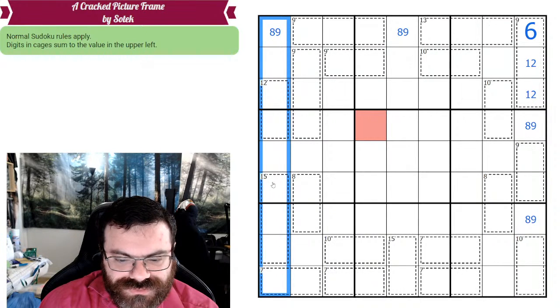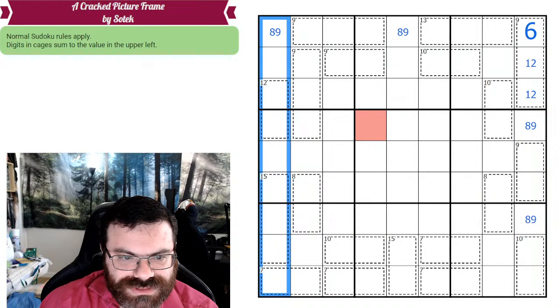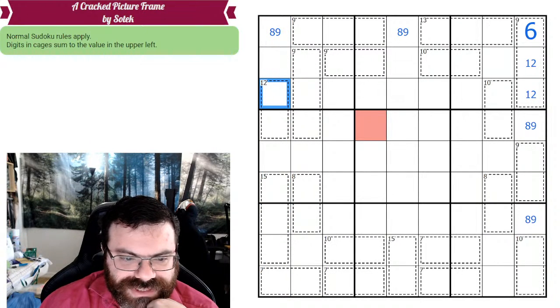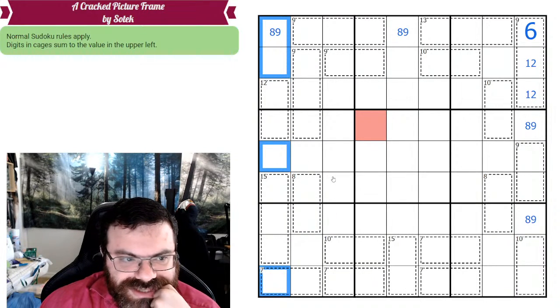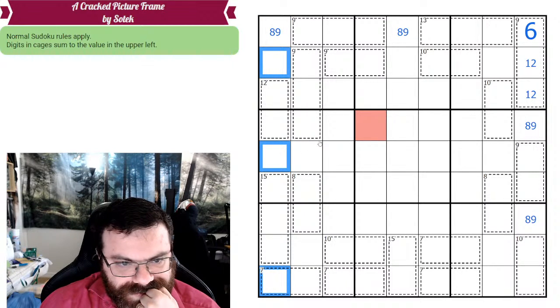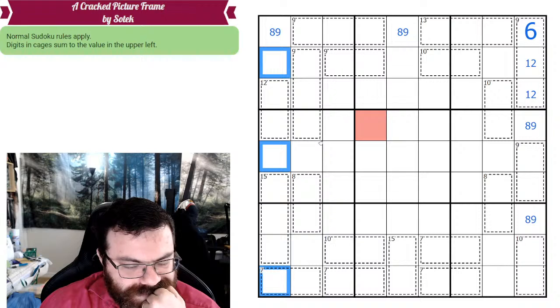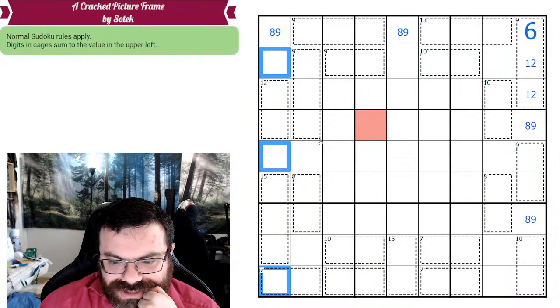So maybe we should just move our way. Oh, how about here? No, let's move our way around. Let's see if that works. 45 minus 12 minus 15. So these add to 8 with the 7. These add to 18. At minimum, that's an 8. So these add to 9 or 10. Not quite sure about that.